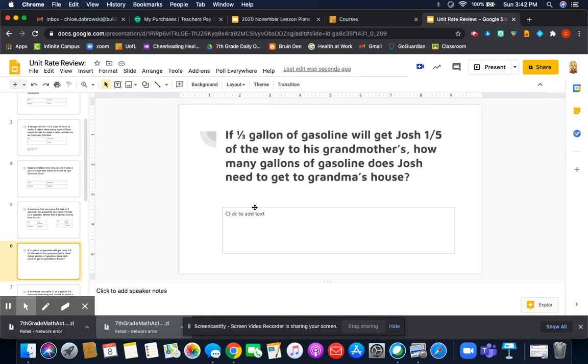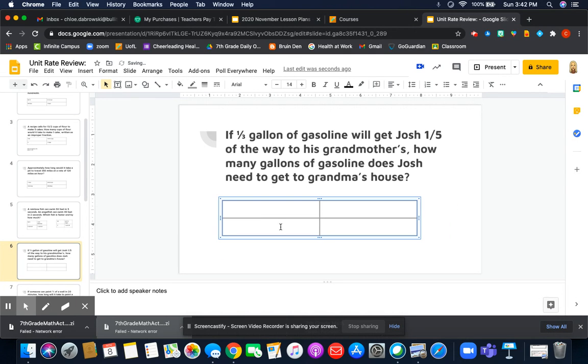Okay, question 6. 1/3 of a gallon of gasoline will get Josh 1/5 of the way to his grandmother's. How many gallons of gasoline does it take to get to her house? So I want to go all the way to Grandma's house. So I need to get there. That is a 1 whole. And I need to figure out how many gallons of gas I need. So X gallons, 1 journey or 1 trip.